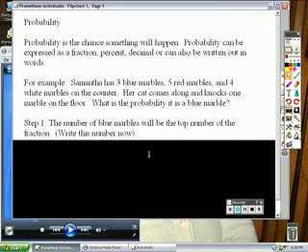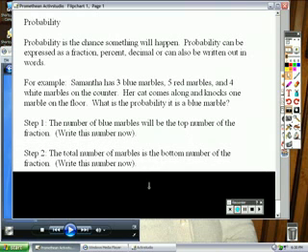The first step is the number of blue marbles will be the top number of the fraction. Write this number now. You should be writing the number of blue marbles. Next, you need to write the total number of marbles as the bottom number of the fraction. Go ahead and write this number now.